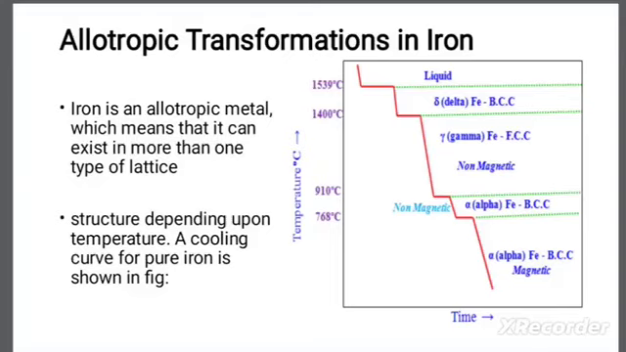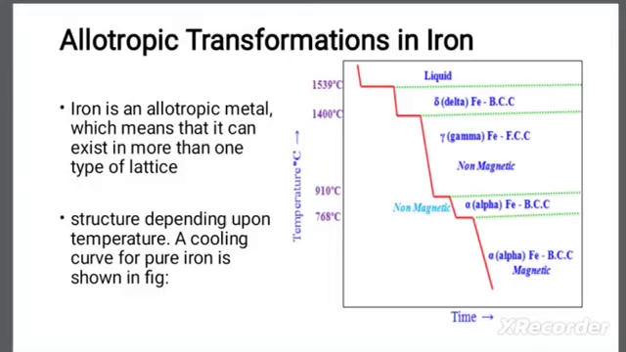So the alpha iron region is simply called a non-magnetic region to begin with, and below this 768 degrees Celsius, it regains its magnetic properties, but the crystal structure will still be BCC only, that is body centered cubic. Only the non-magnetic becomes magnetic, so the magnetic properties are gained in this region.